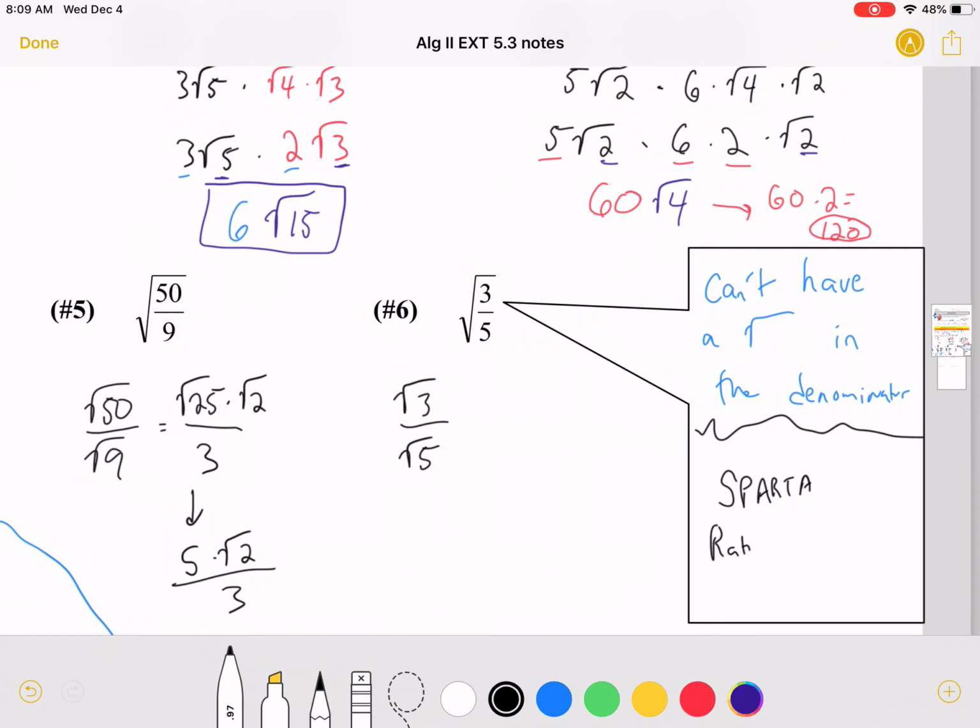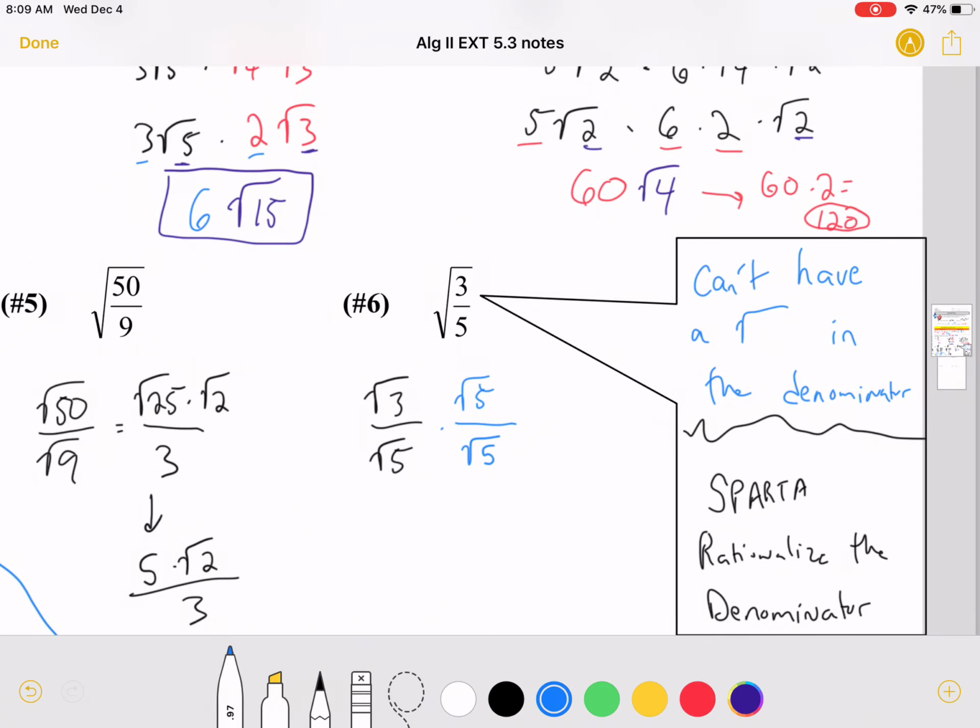So what we need to do is something called rationalize the denominator. And all that means is you take whatever is on the bottom inside of the radical. So what's inside the radical on the bottom? Well, 5. So we're going to multiply the bottom by the square root of 5. Then we need to do the same thing on top. Multiply by the square root of 5. If we do something to the bottom, we have to do the same thing to the top. Think of it like an equation. If you add 3 to the left, you got to add 3 to the right. Same concept, but we got to do it to the top and bottom.